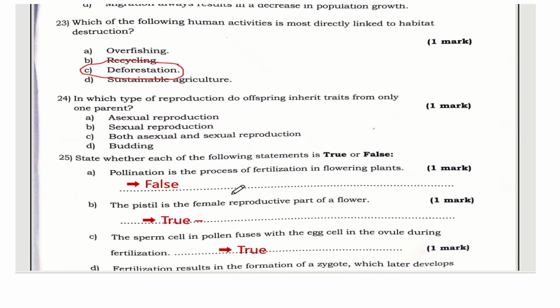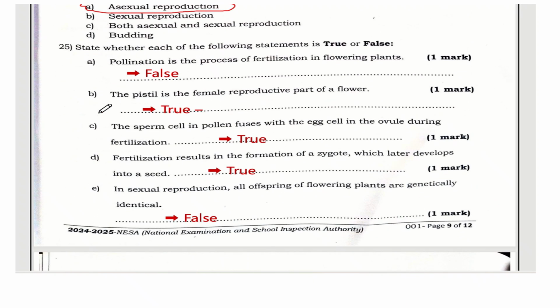In which type of reproduction do offspring inherit traits from only one parent? A. Asexual reproduction. B. Sexual reproduction. C. Both sexual and asexual reproduction. D. Budding. So here the answer is A, because asexual reproduction involves one parent only, and offspring are genetically identical to that parent. So let's go to question 25.